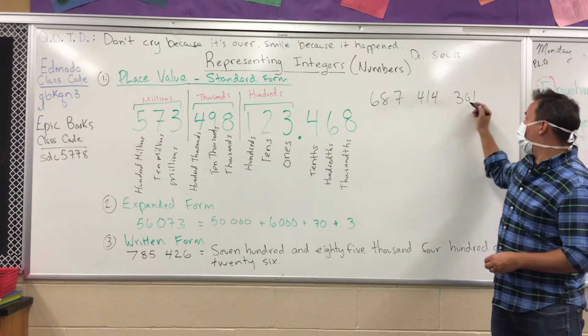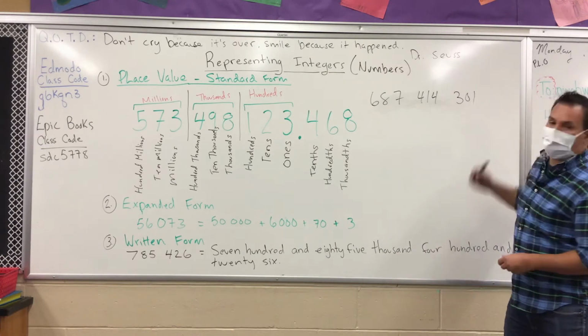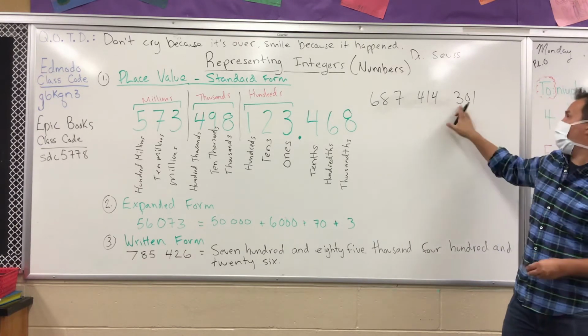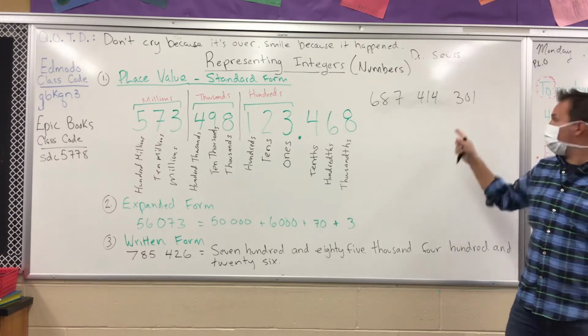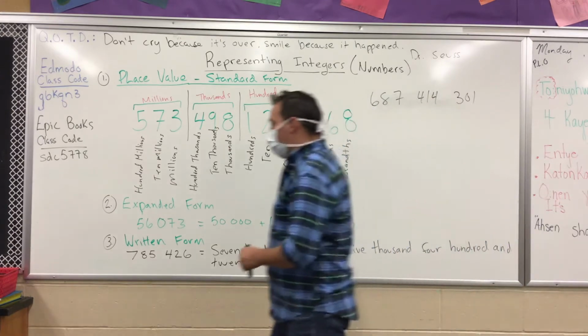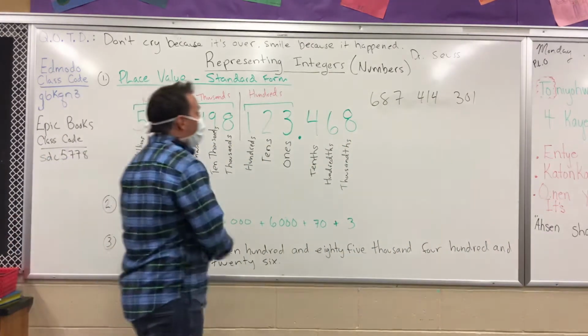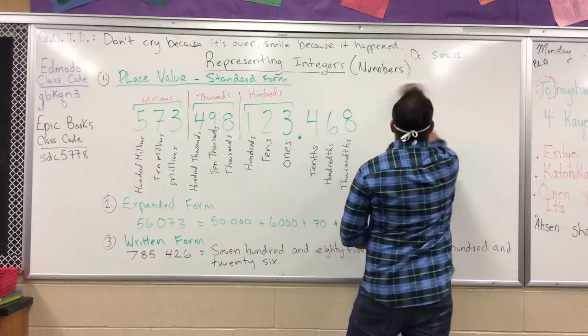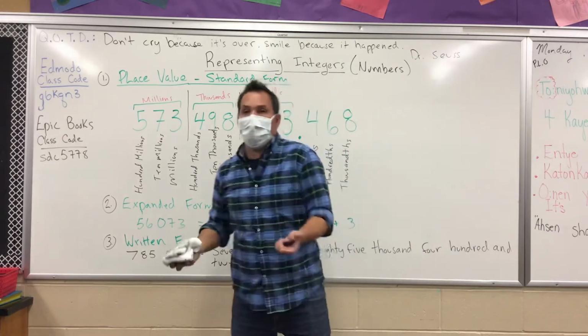There's no 2. We can't put a 2 in where there isn't one. It's just 301. Right? If there was a 2 there, it would be 300. It would be represented by 321. So this is the standard way we deal with numbers.